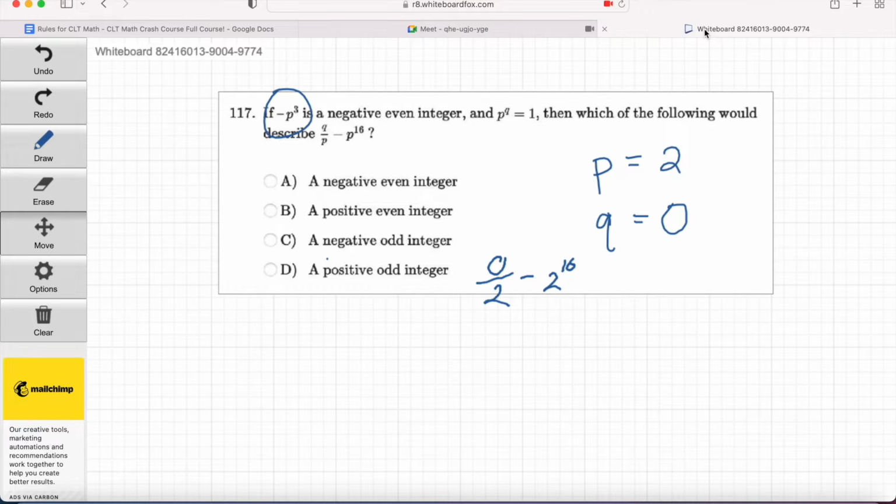Okay, so we got 0 divided by 2 minus 2 to the power of 16. Let's start with that 0 divided by 2. What's 0 divided by 2 going to be? That would have to be 0. So we get 0 minus 2 to the power of 16.